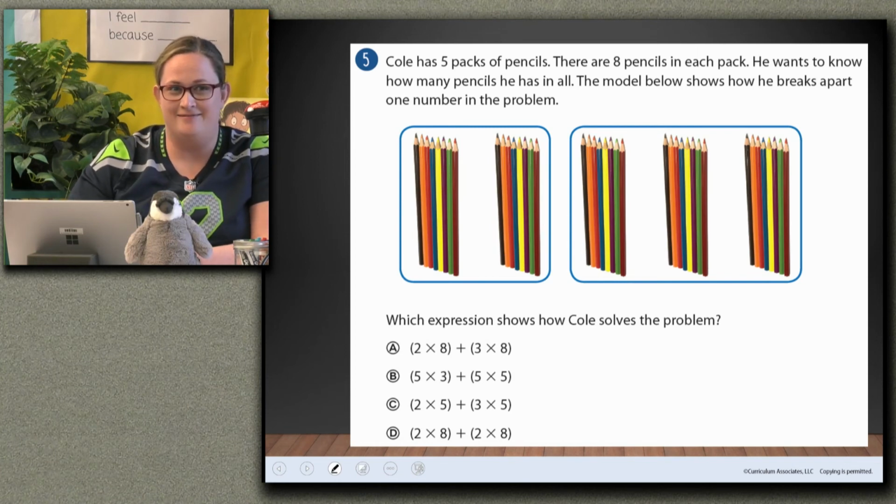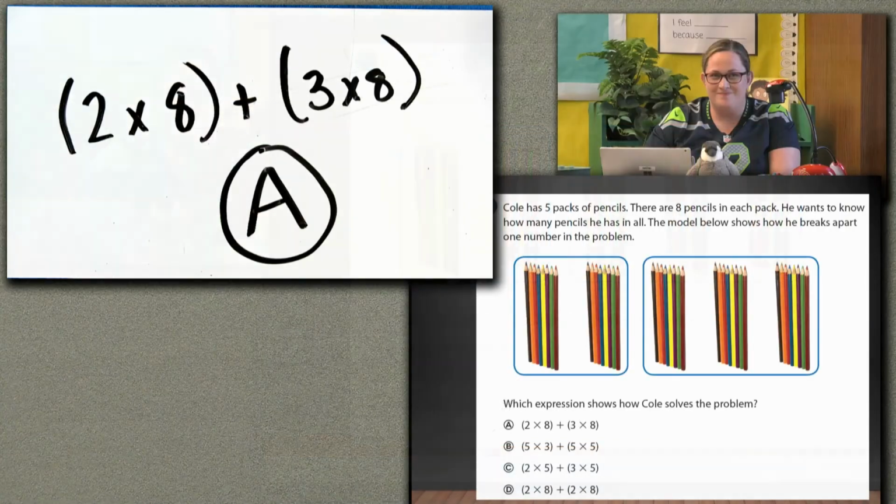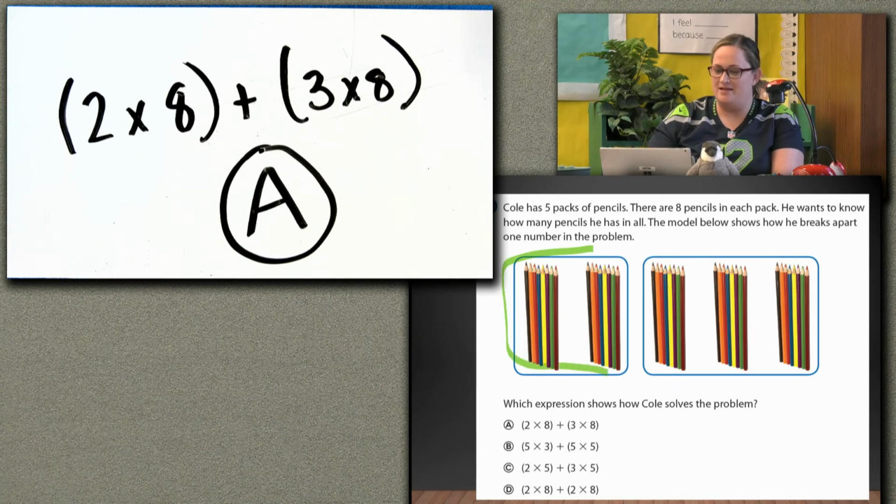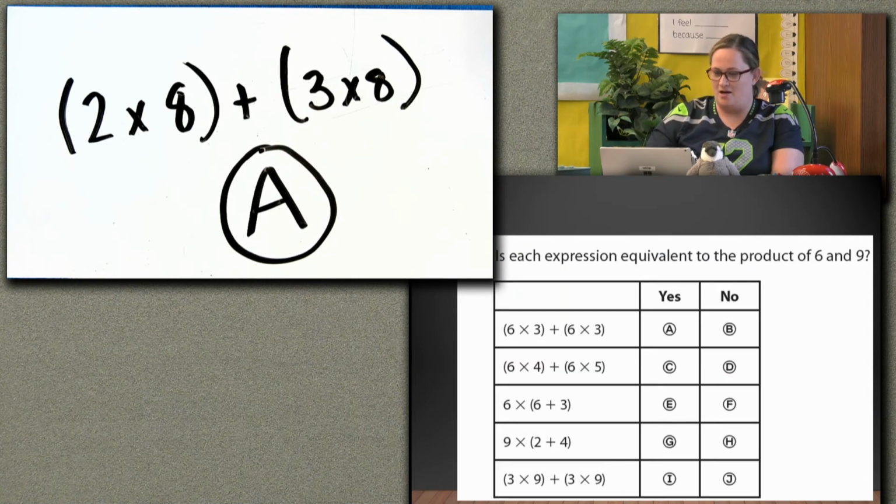Okay, are you ready? Here we go. My answer is A. 2 groups of 8 and 3 groups of 8. That is how this person broke it apart. All right.